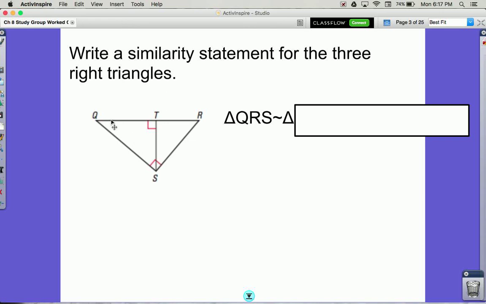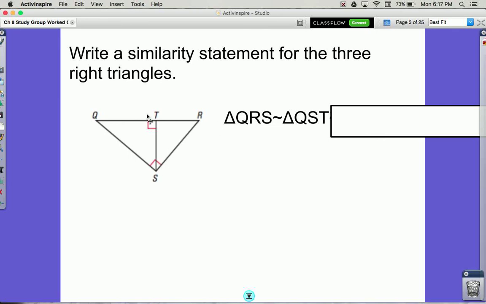Since I did QRS, and QR is my hypotenuse, if I'm looking at a medium-sized triangle, I need to list Q first because it's the angle. QS is my hypotenuse, and then T and S are both right angles, S from this one and T from that one. So this needs to be QST.